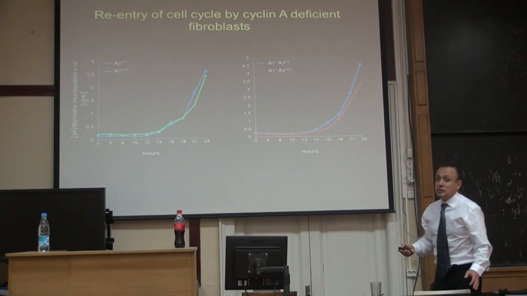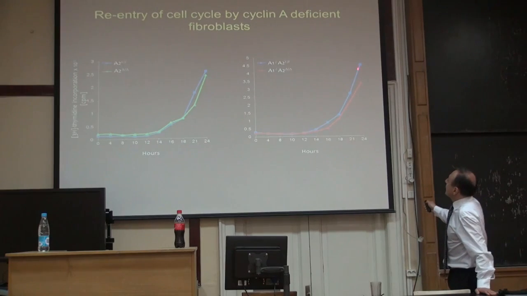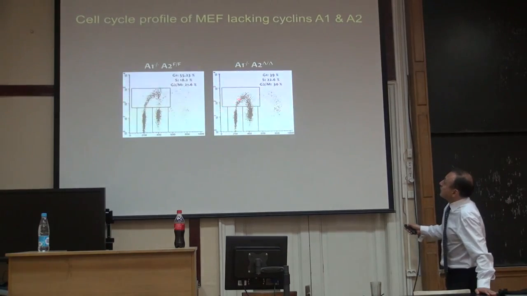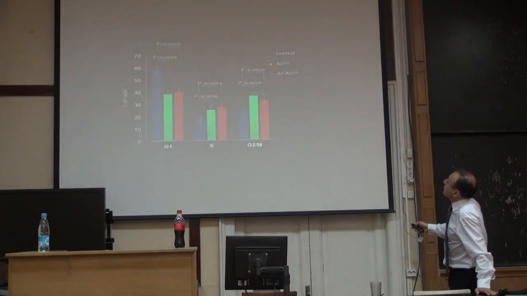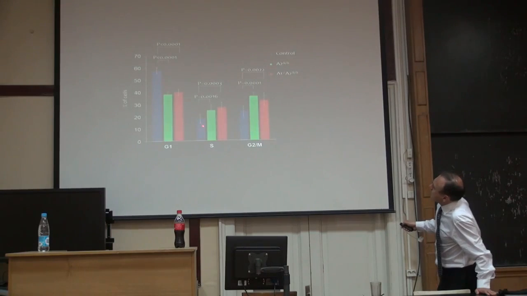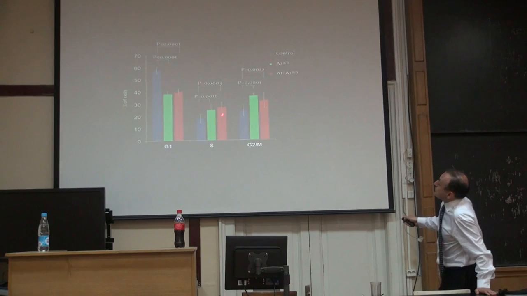Now we are going to force them to enter the cell cycle, and then once again you can see that they go back to the cell cycle in an identical fashion. And then the cell cycle profile is similar, although, as you may see, there are fewer cells in G1 and more cells in S phase. And actually this is quantification here. In blue are control cells. They typically have about 60% in G1, 20% in S phase, and 25% in G2M, whereas the single knockout and double knockout have fewer cells in G1 and more cells in S phase.